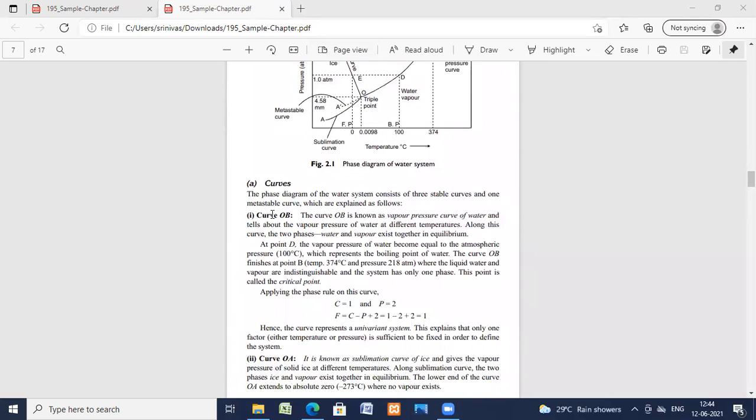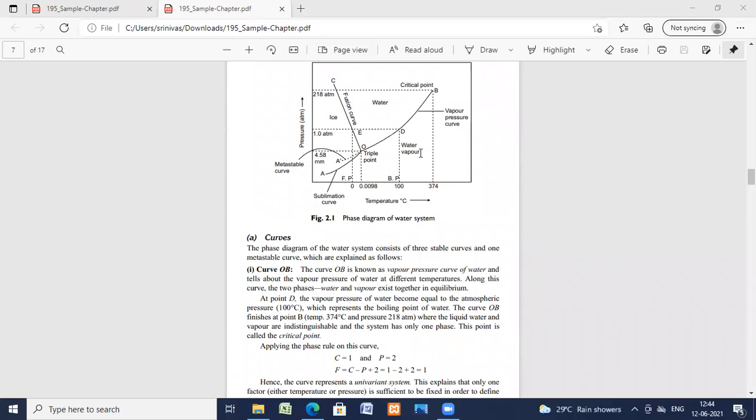Here we see the OA curve, the OB curve, and the OC curve. The OB curve is known as the vapor pressure curve of water, and it tells about the vapor pressure of water at different temperatures. Along this curve, water and vapor exist in equilibrium. When the vapor pressure of the water becomes equal to the atmospheric pressure, at 100 degrees, that represents the boiling temperature of water.